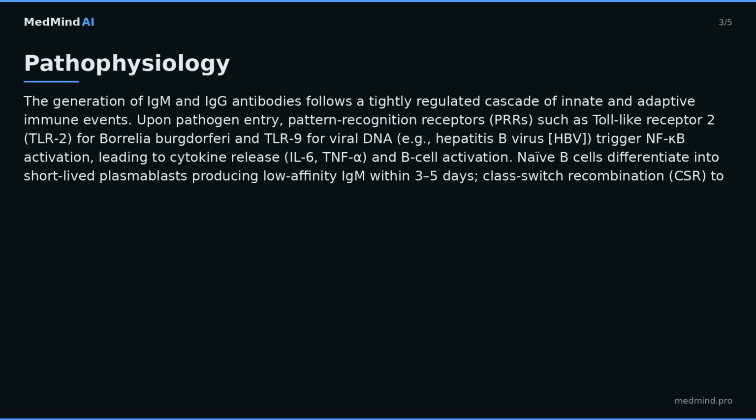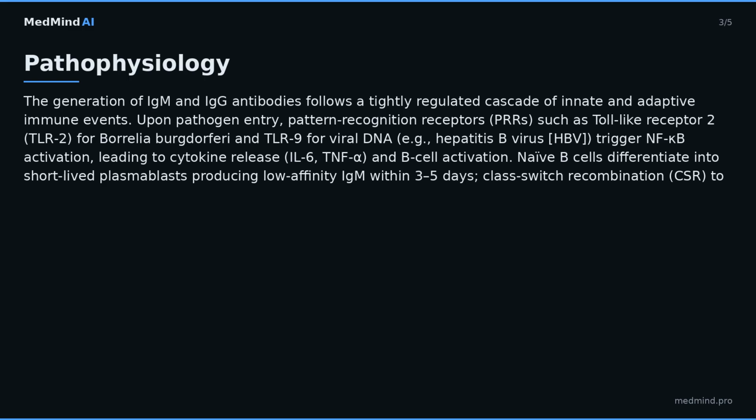Naive B cells differentiate into short-lived plasmablasts producing low-affinity IgM within 3 to 5 days. Class switch recombination, CSR, to IgG occurs after 10 to 14 days under the influence of CD40L-expressing T helper cells and cytokines, IL-4, IL-21. Genetic polymorphisms modulate antibody kinetics.